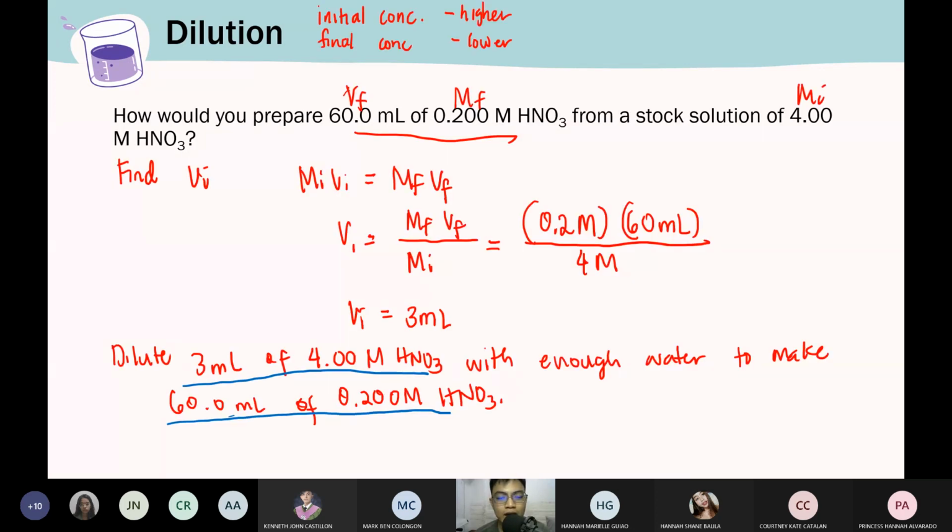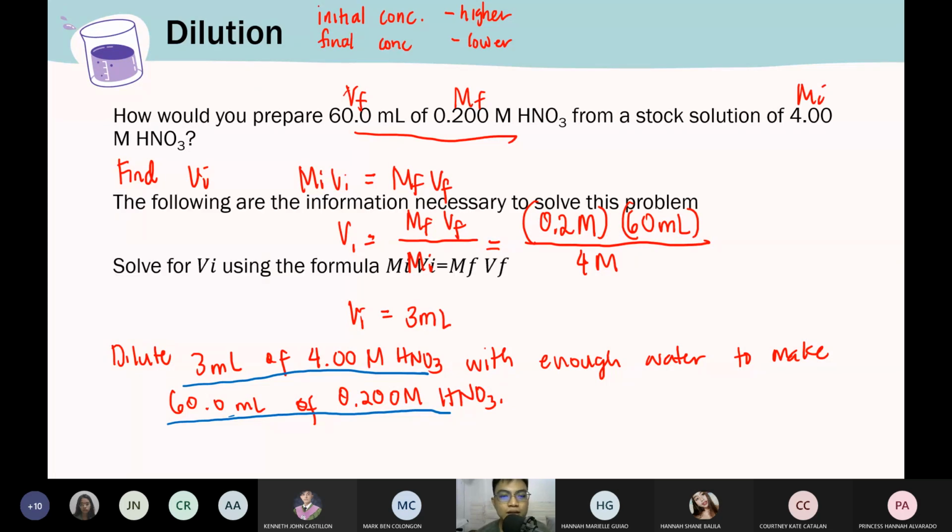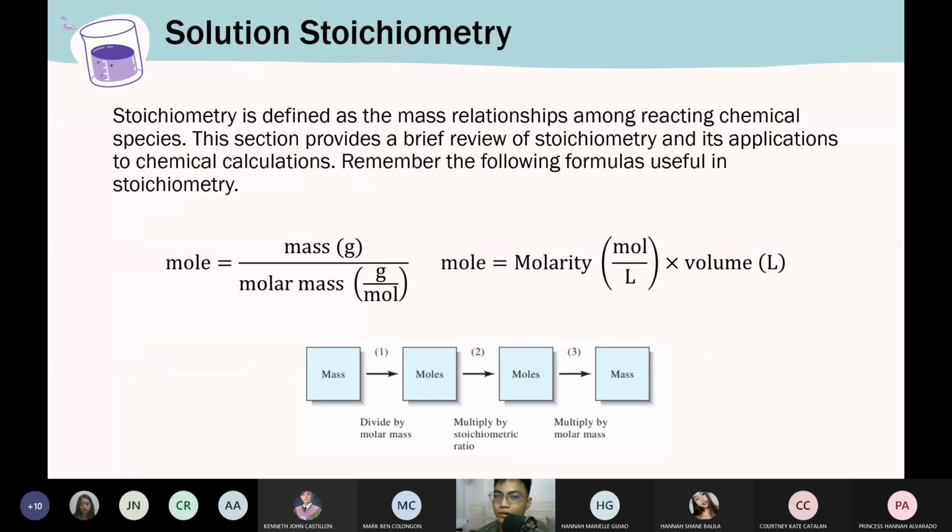Okay? And this is how you prepare it. Now, for the last part, actually hindi siya discussion, but more on just remembering whatever we have discussed last semester. Kung naaalala nyo pa. Okay? So this part of the session is just for you to be reminded on how to make stoichiometric calculations. I know this is one of the hardest topics in your inorganic chem class natin.